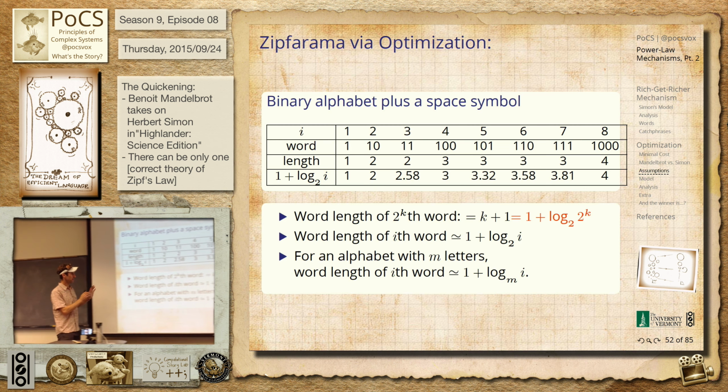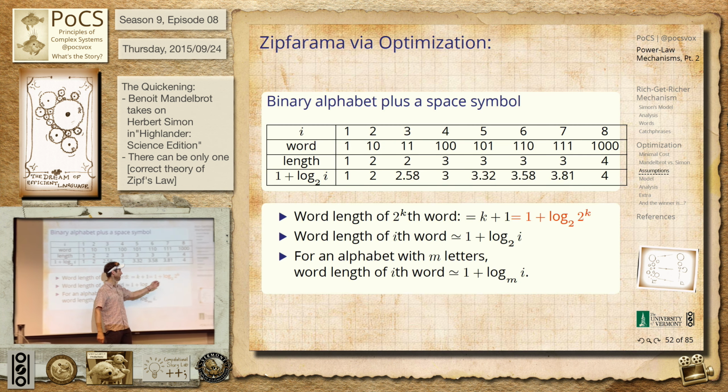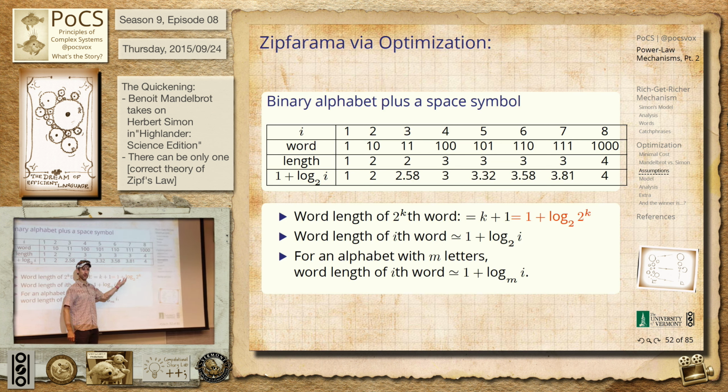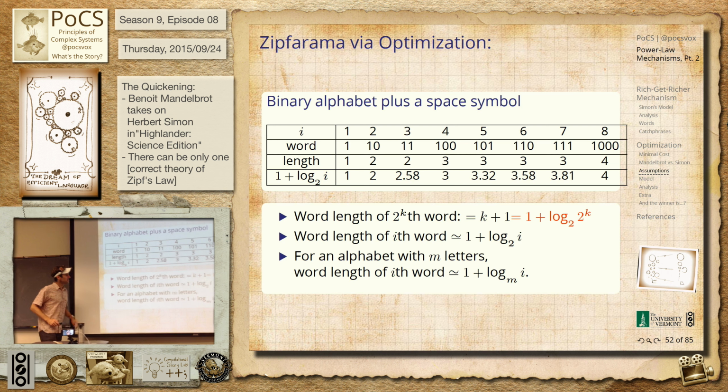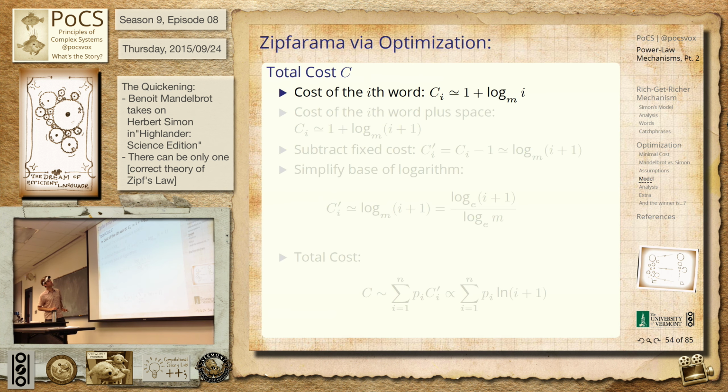So that's our cost, and it's got a log in it, so we kind of like that. And we can take this 1 away. That's not a big deal. It's basically this. All right. So let's do some other pieces. So here's our cost. Good. That's the cost of the ith word.